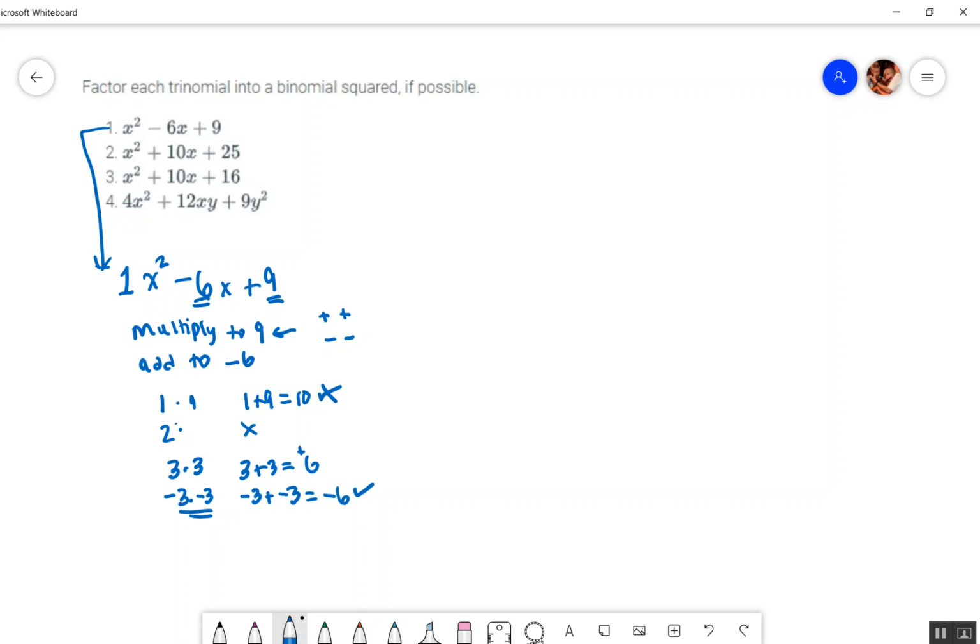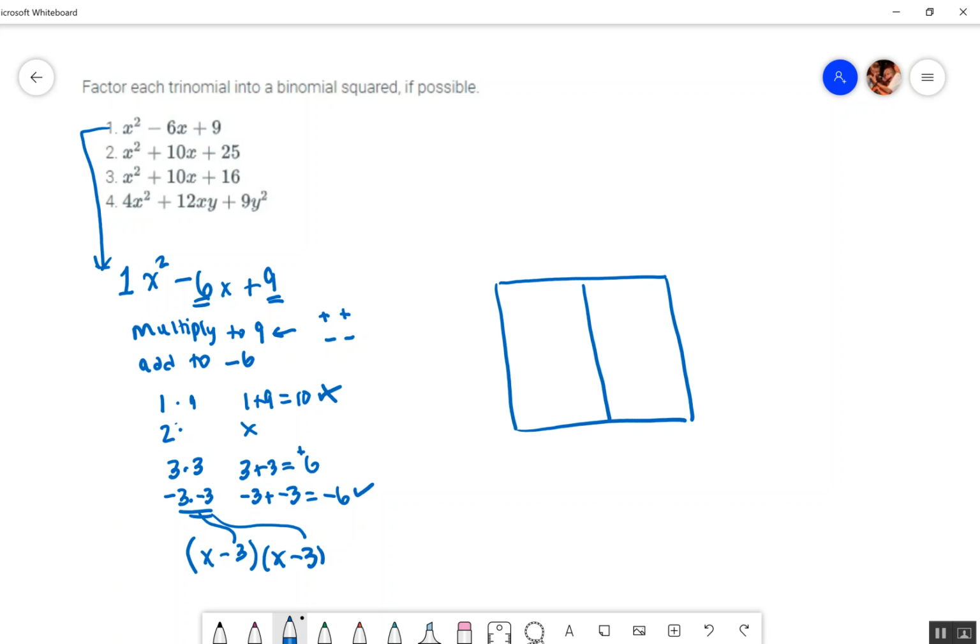Now, when the first coefficient is 1, really all I have to do now is write my factorization. I take whatever my two numbers are and I take x minus those two numbers. Okay, but I could do it with a method called the box method. So here's what I do with the box method. I put my x squared here and my 9, and then my two numbers, what I do is I put minus 3x here and minus 3x here. Whoops, that's an x squared.